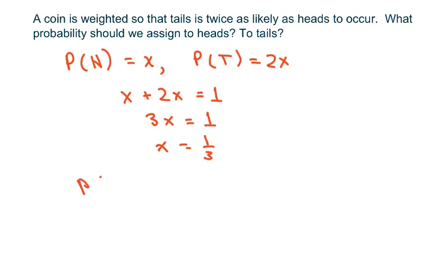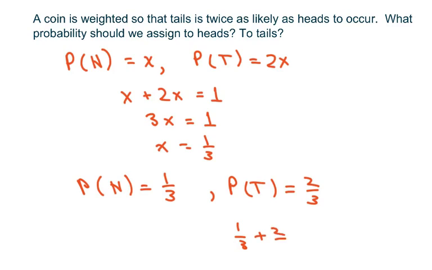So the probability of heads is x, which is 1/3. And then the probability of tails would be 2 times 1/3, which is 2/3. And again, if you add 1/3 plus 2/3, that equals 1.